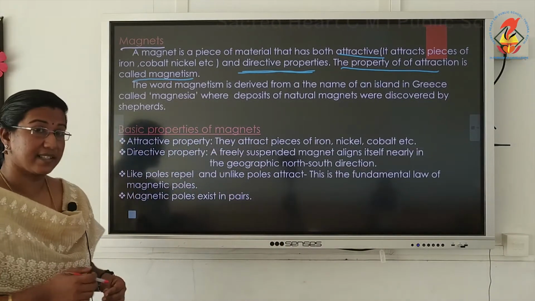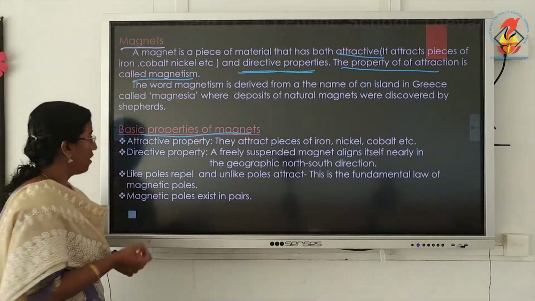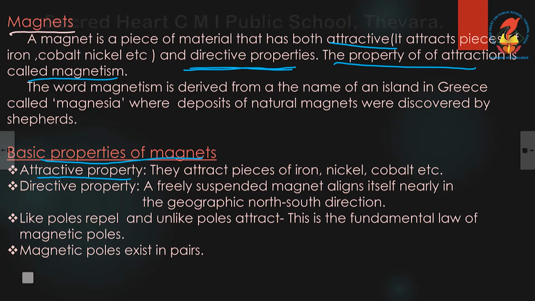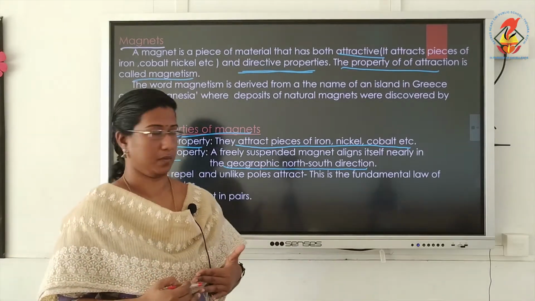Next, let us see what the basic properties of a magnet are. First one, it has attractive property, which means they attract pieces of iron, nickel, cobalt, etc. The second property of the magnet is directive property. When you are suspending a magnet freely, it always aligns in the geographic north-south direction. So magnets are also used to find out the geographic north and south pole.